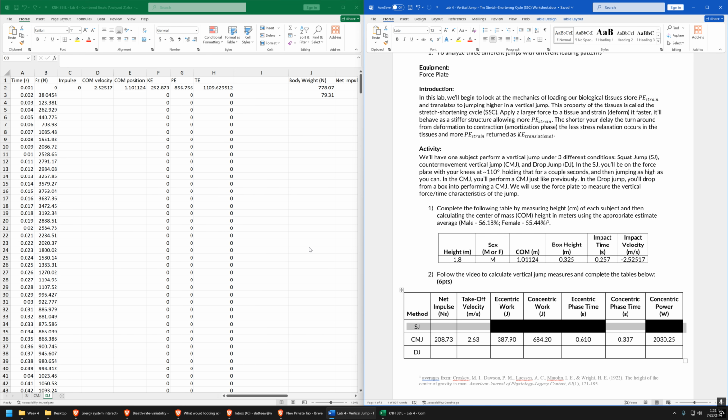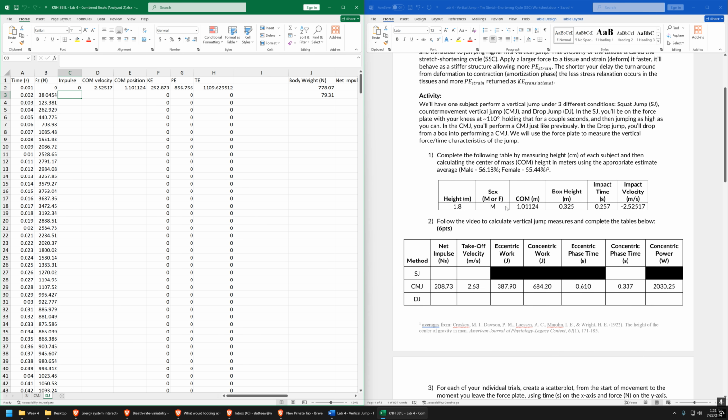We'll take a look at the squat jump and drop jump. The drop jump, I dropped off of a box that was about 0.325 meters tall. It takes about 0.257 seconds for my center of mass to travel down and my feet to impact the force plate, and when I land, my center of mass has an impact velocity of about negative 2.52 meters per second.